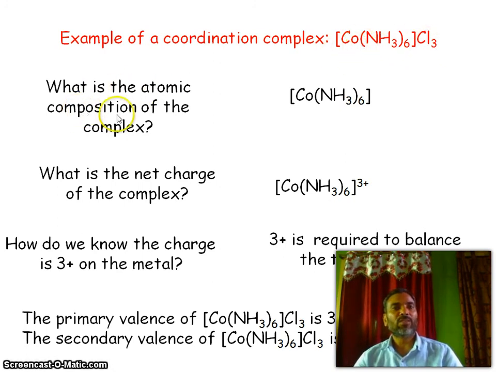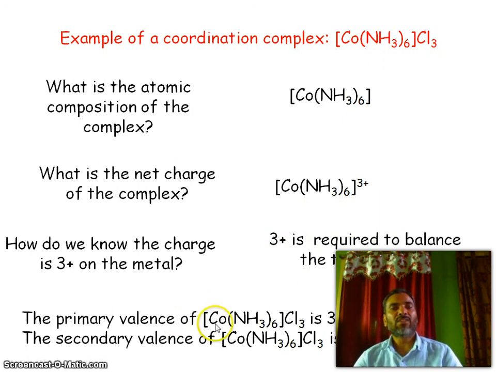So what is the atomic composition of the complex? What is the net charge of the complex? Just remove the 3 Cl minus, then 3 positive charge will remain. How do we know the charge is 3 plus on the metal? 3 plus is required to balance the 3 Cl minus. Very important: 3 plus is required to balance the 3 Cl minus.